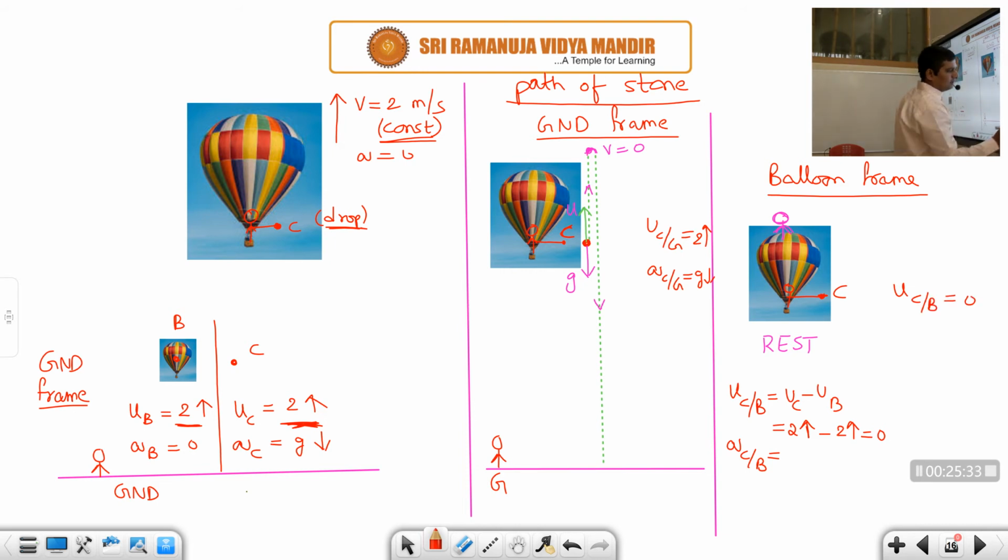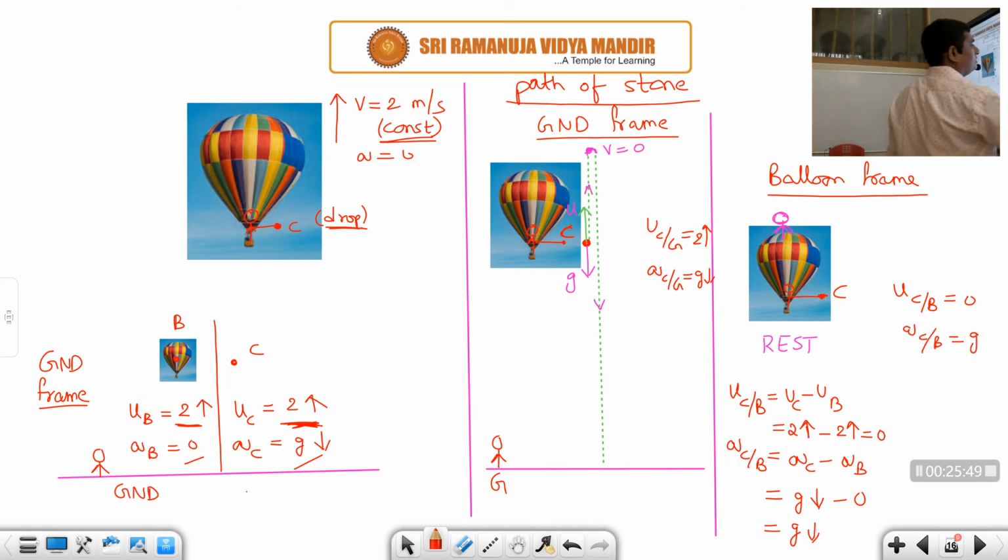It doesn't have any velocity. Next, what is the acceleration of the coin with respect to balloon? Acceleration of coin minus acceleration of balloon. Acceleration of coin is g downwards minus acceleration of balloon is 0. So that means it is g downward. So acceleration of the coin with respect to balloon is g downward.